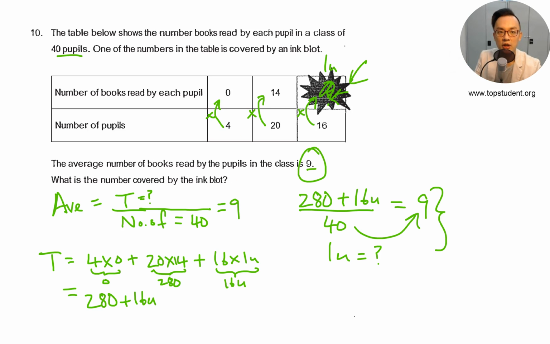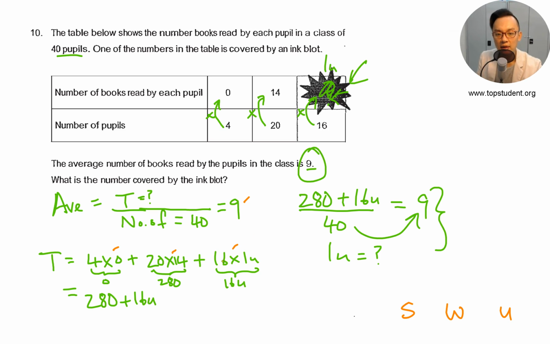So let's do some checking again. Just write down SWU. Substitution, just check my substitution is correct. My 9, is it 9? It's correct. 4 times 0, 4, 0, that's correct. 20, 14, 20, 14, that's correct. 16 and 1u, 16 and 1u, that's correct.